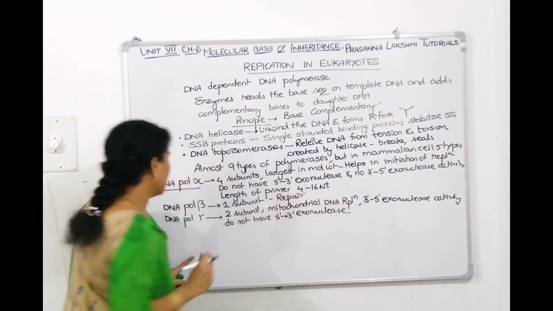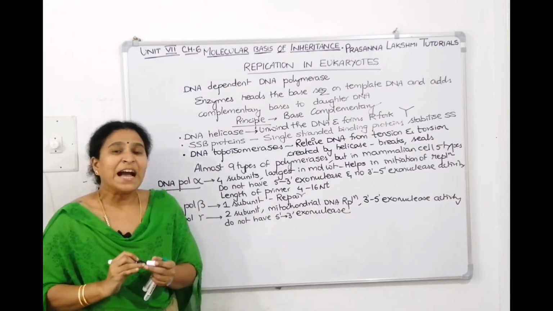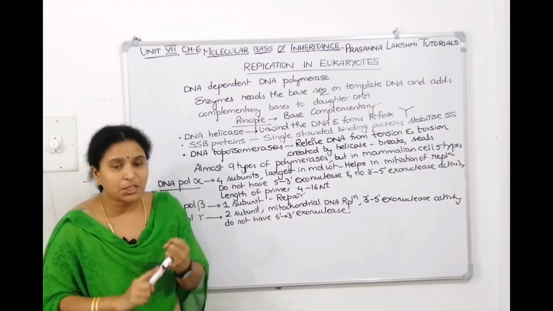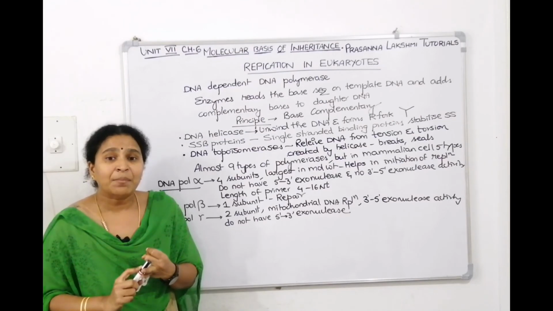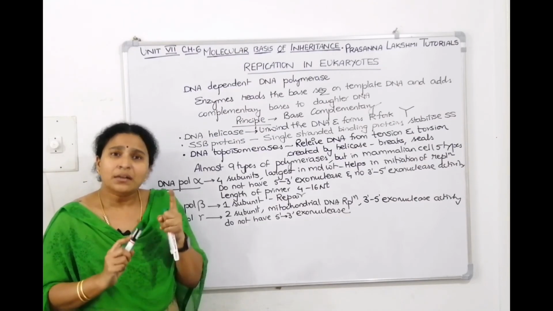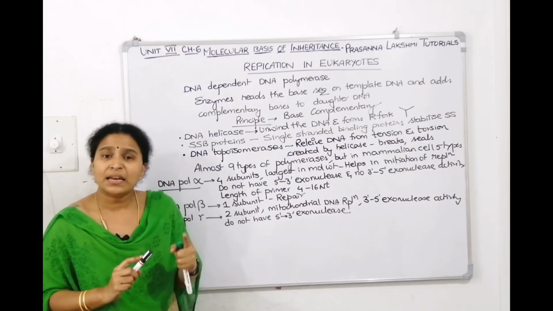So alpha, children, acts like a primase. It initiates the process. Beta helps in repair. Gamma helps in mitochondrial DNA replication and mitochondrial DNA repair.